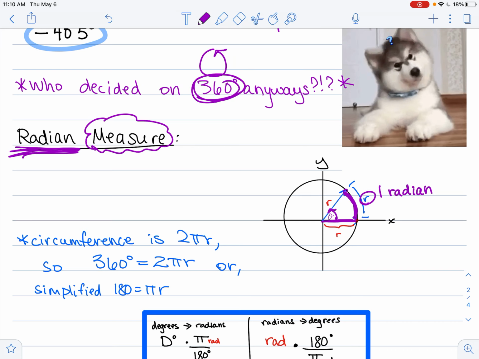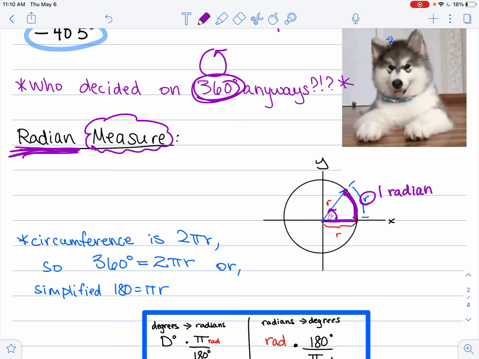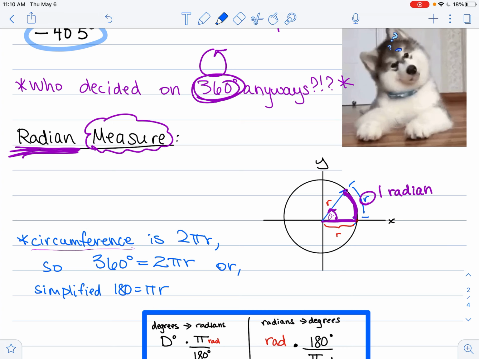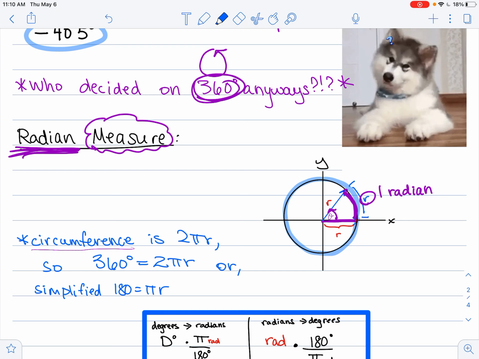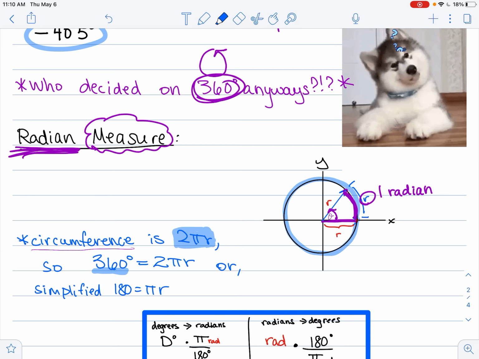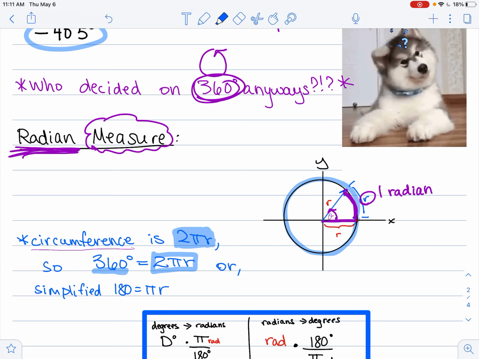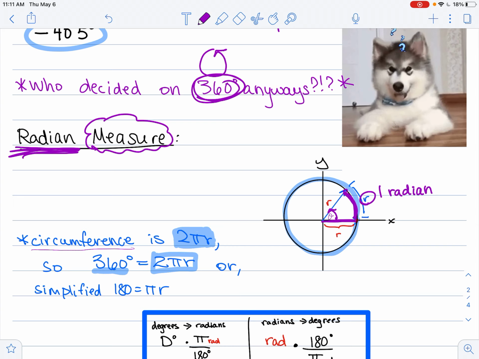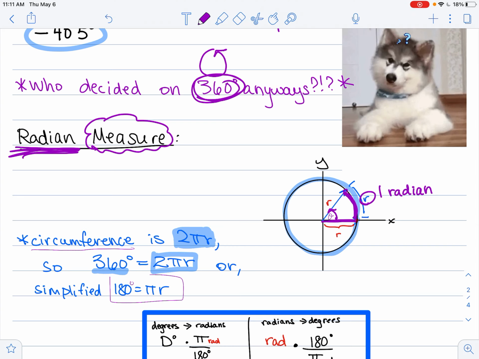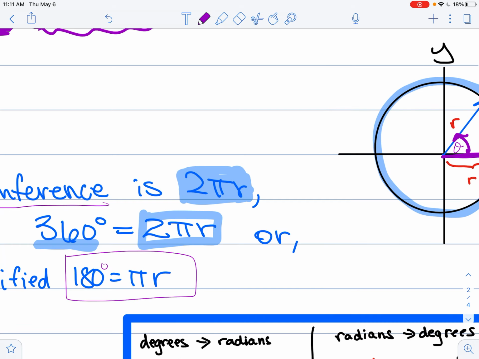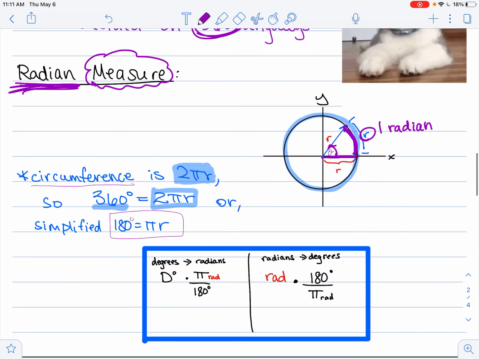So you might be thinking, what in the world are you talking about, Mrs. Stell? So let me just break it down for you. We know the circumference, which is just the full circle, right? The outside of a circle we know is 2 times pi times the radius. So 360 degrees is equivalent to 2 pi radians, or 2 pi radius. Or if we simplify it, we get 180 degrees equals pi radians. So here's what you need to know.